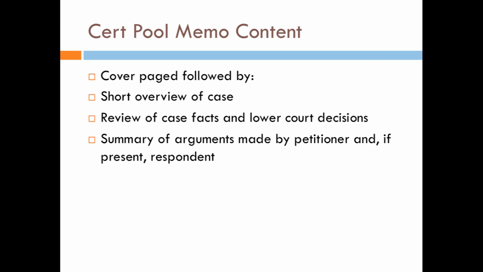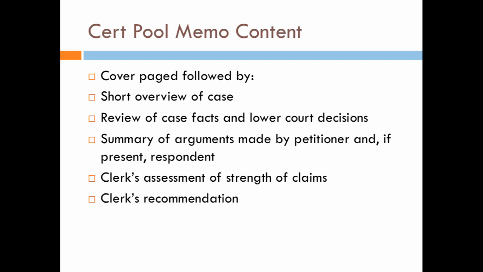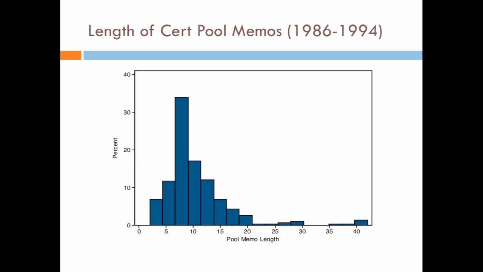So if it's there and they've provided an argument against the petitioner in the case, the law clerk will also summarize that argument. And then the clerk weighs in and offers an assessment of the strengths of claims made by both the petitioner and the respondent if they're present. And then ultimately the clerk concludes with their recommendation of whether or not the court ought to grant a writ of certiorari in a particular case.